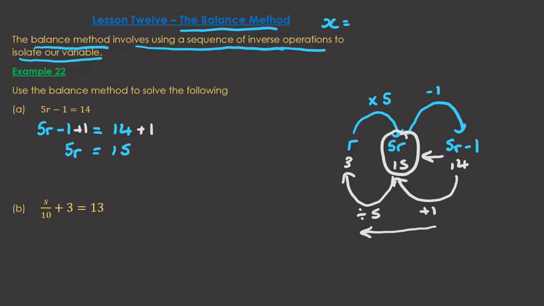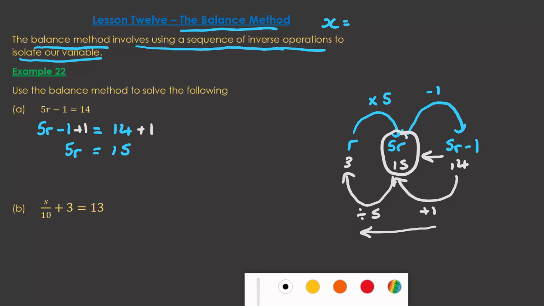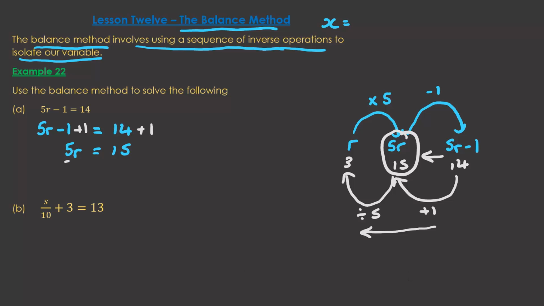Now, what's the next thing to do? The next thing to do is divide both sides by 5. So I'm going to divide it by 5 and divide by 5. And so this side gives me R and this side gives me 3. And you'll note right here that that's the same as what it said in the flowchart.